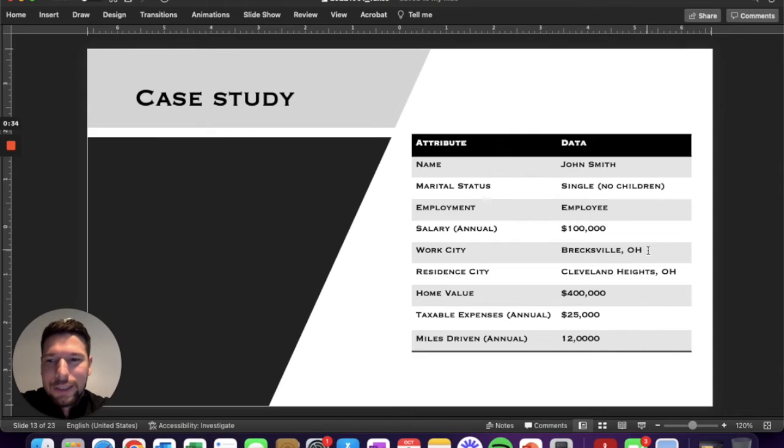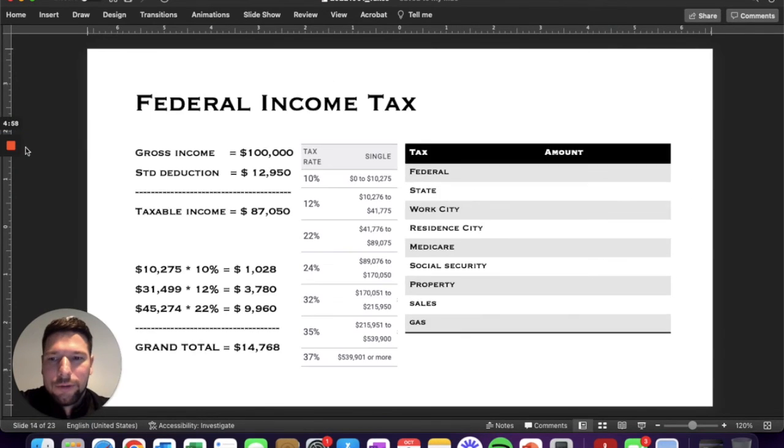And as we go through this example, you'll see how $100,000 actually doesn't amount to much actual net take-home pay after you factor in all the taxes that this individual would end up paying. And we'll say that they work in Brecksville, Ohio. They live in Cleveland Heights, Ohio. The home they live in is worth $400,000, and each year they spend $25,000 on expenses that are taxable at a sales tax level, and they drive about 12,000 miles a year. So next we'll go through line by line all of these different taxes, and we'll show how they're actually calculated for our buddy John here.